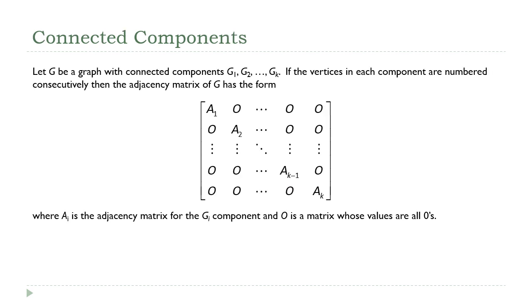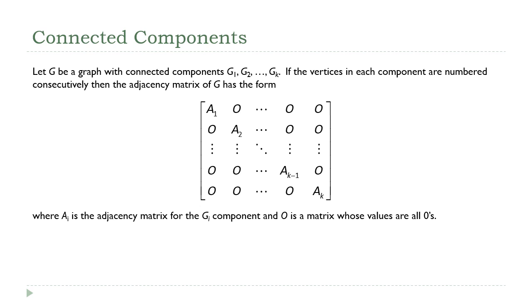This theorem here formalizes what we saw on the previous slide. Hopefully you've got the idea with these blocks of zeros, but I wanted to include this so you can see the language used. If we let G be a graph and it has K connected components, G1 through GK, and the vertices are numbered in that sequential fashion that we saw in the previous slide, then the adjacency matrix has this form.